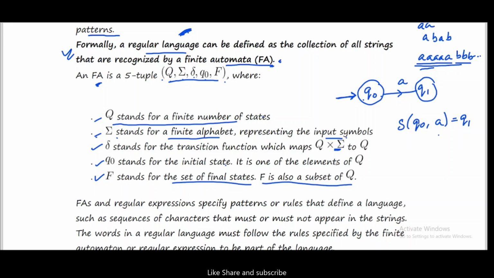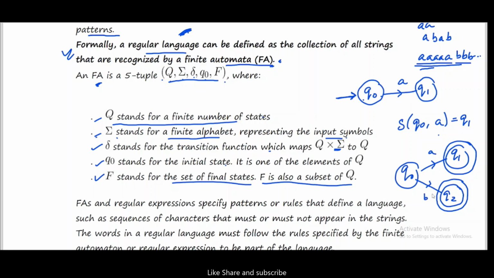So F is a subset of Q, which means it can be the set of final states. It is not necessary that only one state will be the final state. You can have multiple states as final states. Like suppose here from Q0 to Q1, this is a final state, and this may also be a final state. On some symbol, this is going to Q2, which is also a final state. So here we say that Q1 and Q2 are both final states.